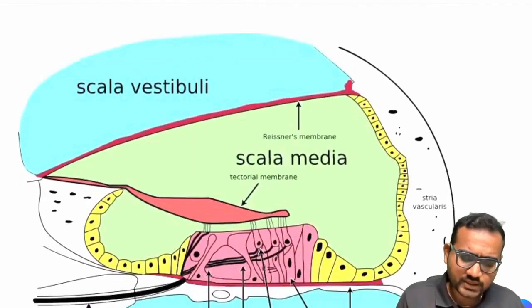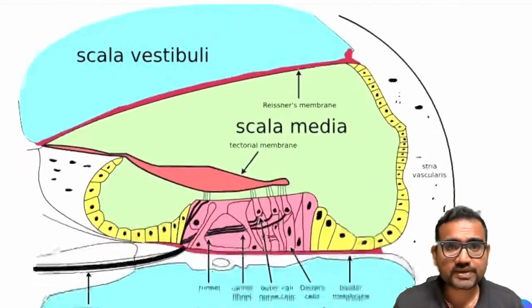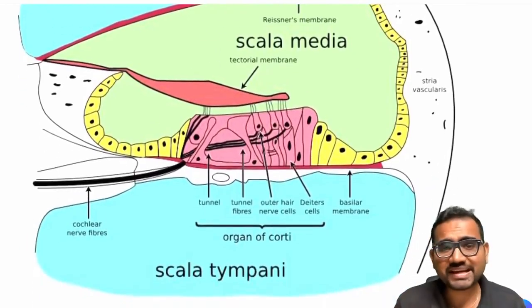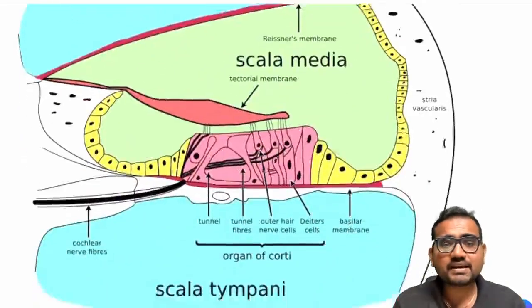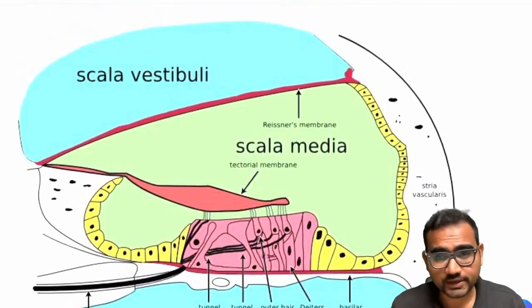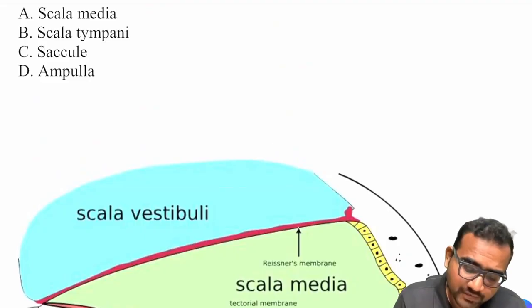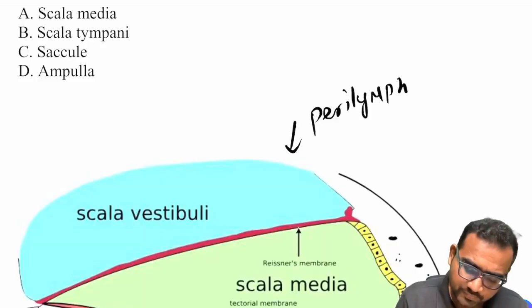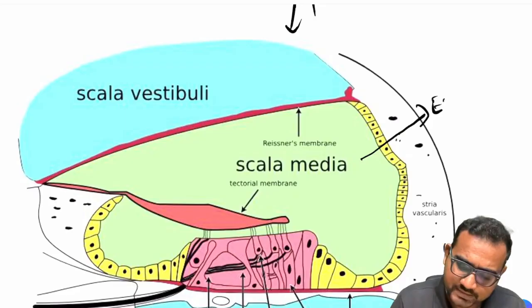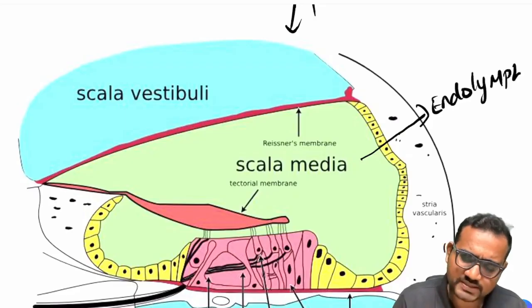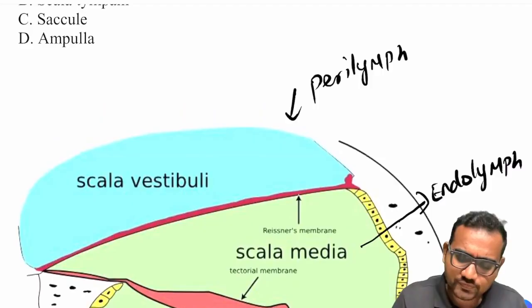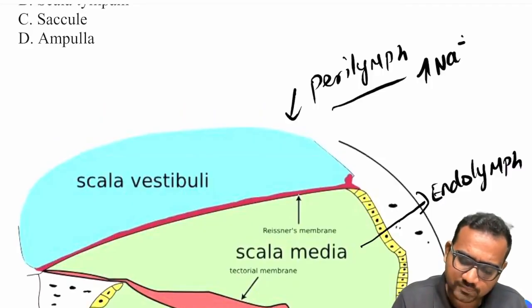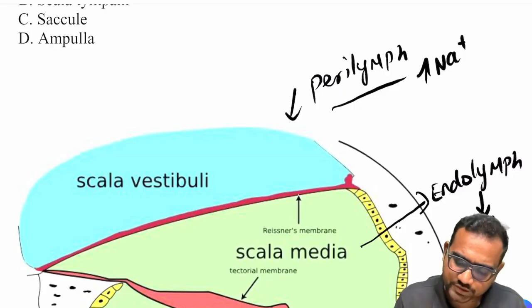If you look at the inner ear, that is the cochlea, it has three layers: the scala vestibuli, scala media, and scala tympani. The scala vestibuli and scala tympani have fluid in them, which we call perilymph. Whereas the scala media has endolymph, which is basically a fluid very similar to ECF. Perilymph is rich in sodium, and endolymph is rich in potassium.